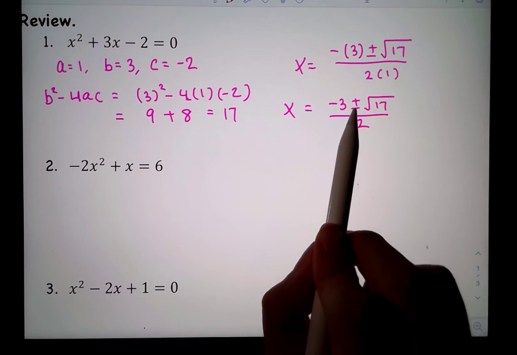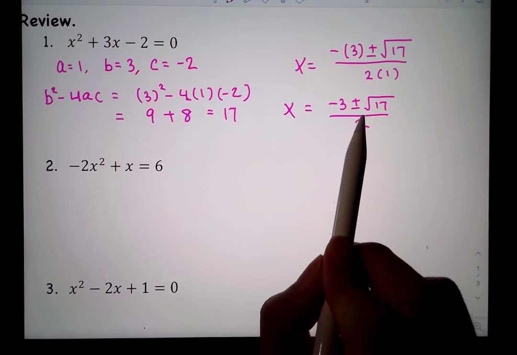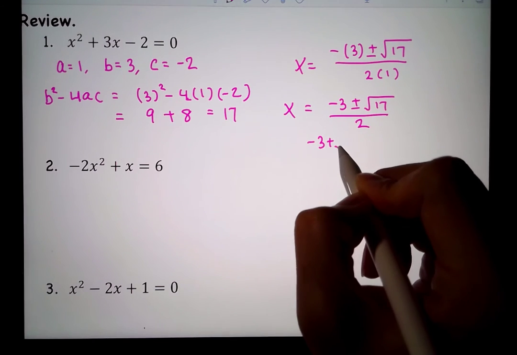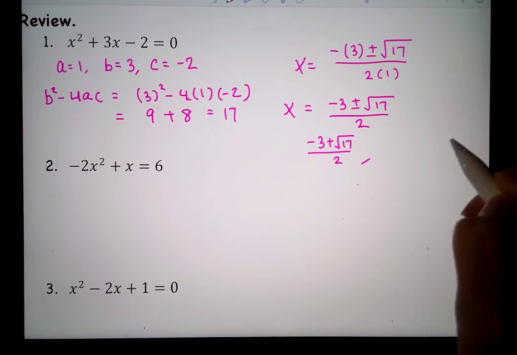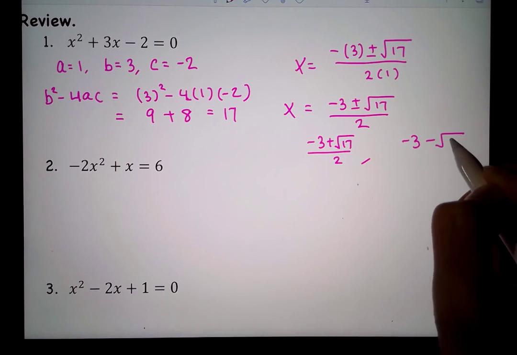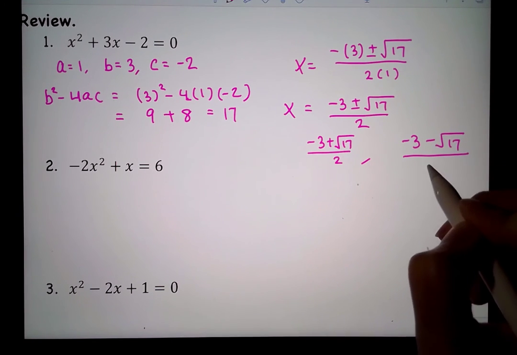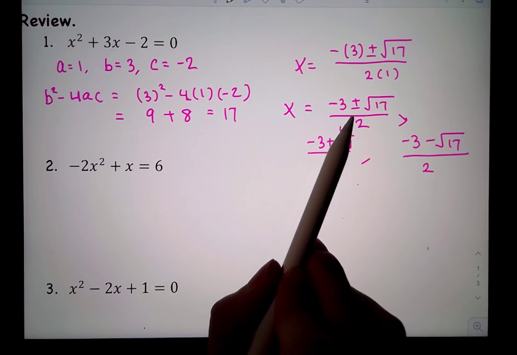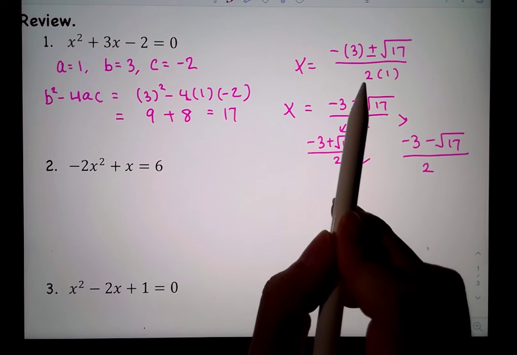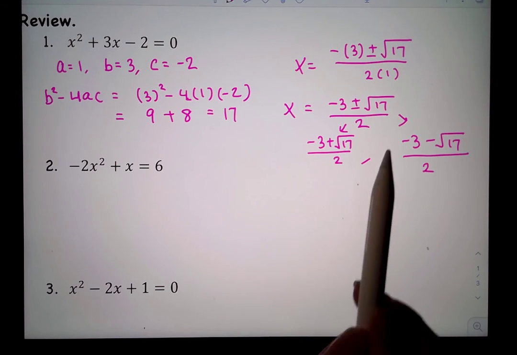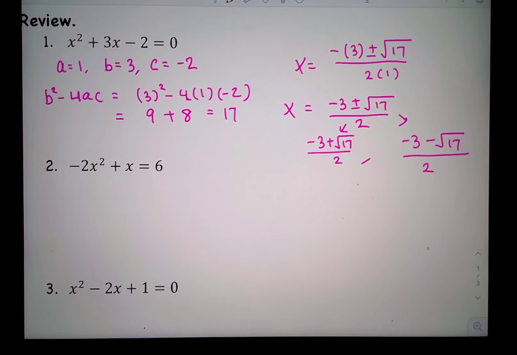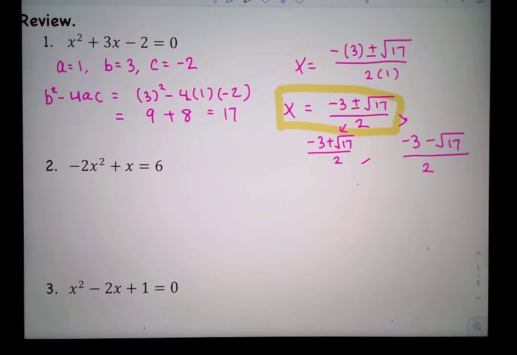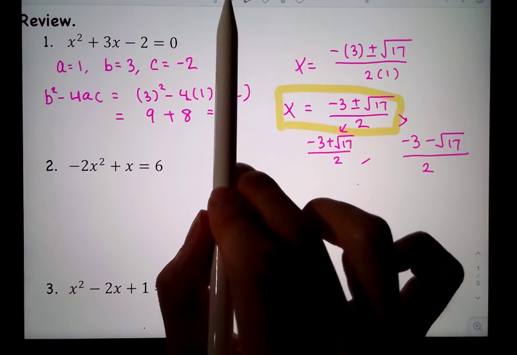Do you see the plus minus sign? That means you can break it into 2 different numbers: negative 3 plus the square root of 17 over 2, or negative 3 minus the square root of 17 over 2. So you can split it into 2 different forms. But the plus minus form already includes both, so you can just keep that form. I just want you to know you can break it down like that. All right? So we got our solutions.